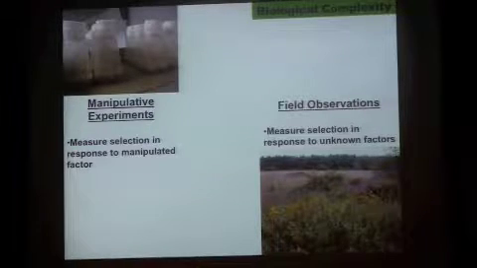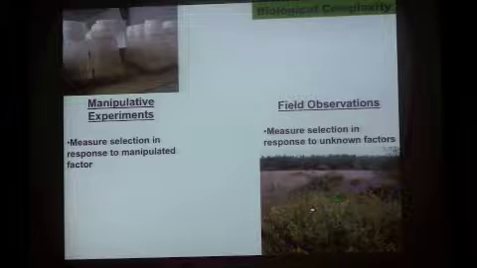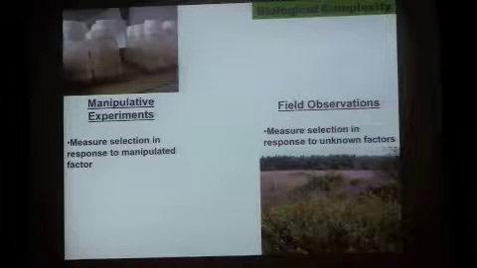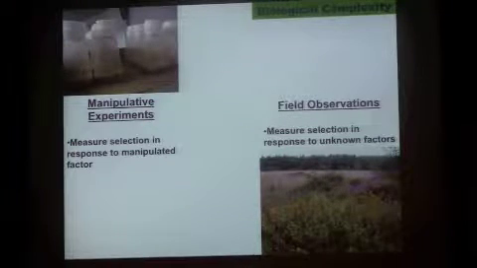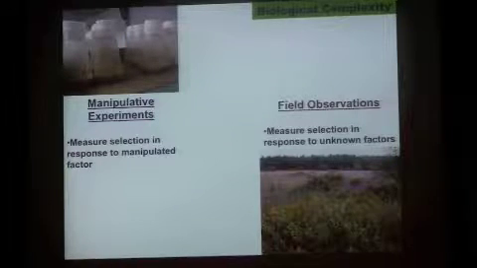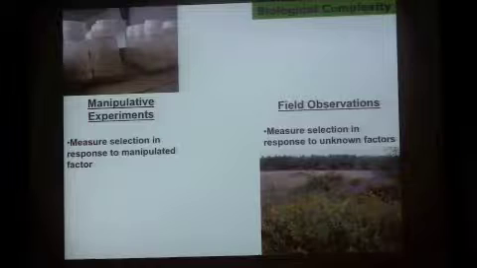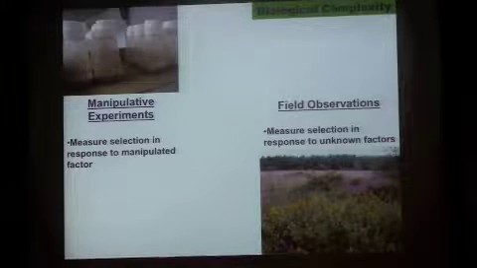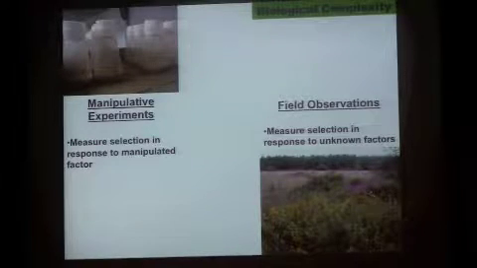The good part of that is that it's selection in the wild. And so you understand selection in response to all the selective pressures that plant is experiencing. The bad part is you don't know which one was the most important. So you don't know whether really herbivores or competitors are doing selection on that trait.